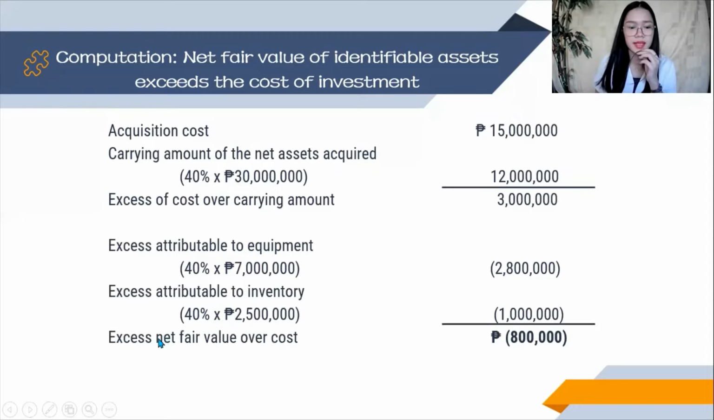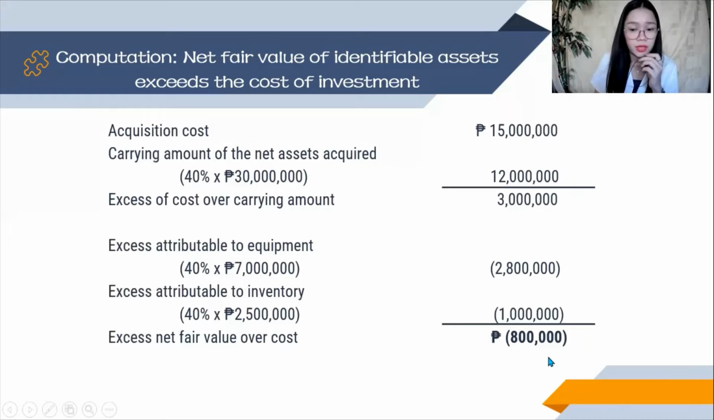So we have excess nung net fair value nung identifiable net assets investee over cost na 800,000. So ito siya. So ang binayad talaga natin is 15 million lamang. But then yung fair value nung share natin doon sa identifiable net assets ni Jogras de Magiba is worth 15,800,000 kasi pag-pinag-add lang natin sila. So yun, mas mataas nga yung fair value niya compared doon sa cost of our investment. So meron tayong tinatawag na excess of net fair value over cost.